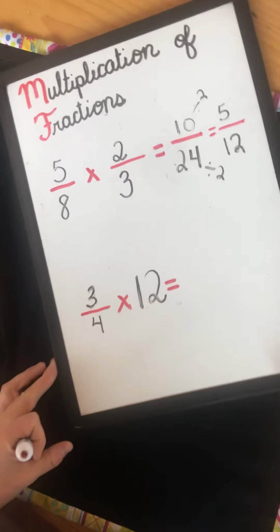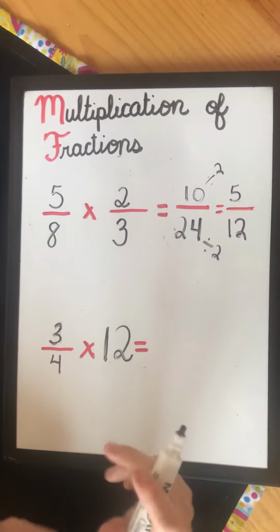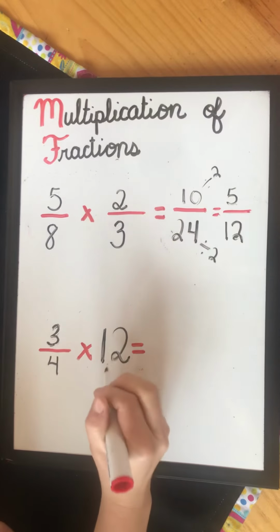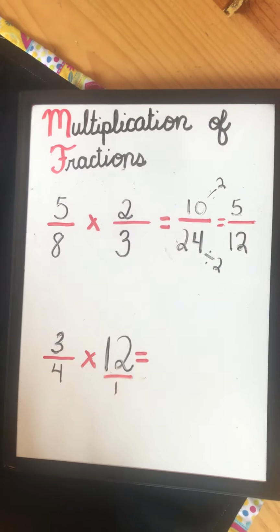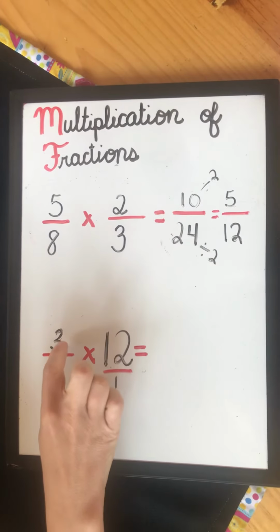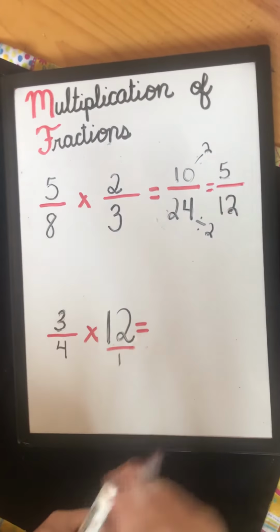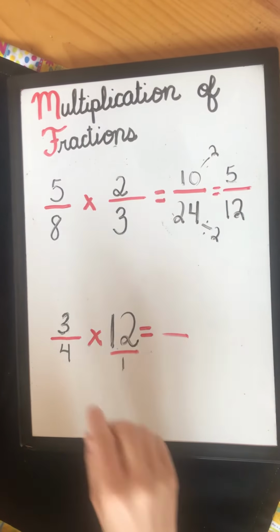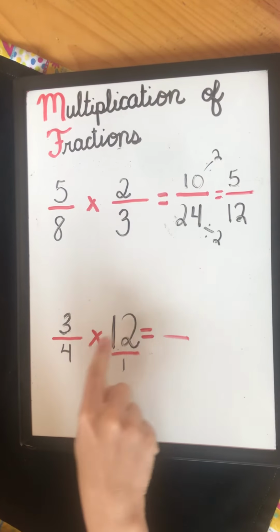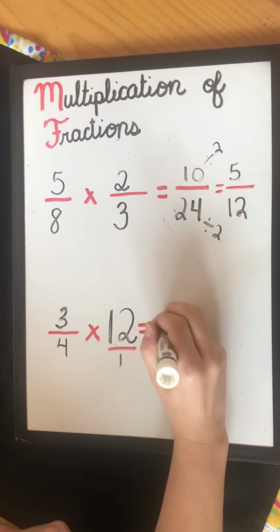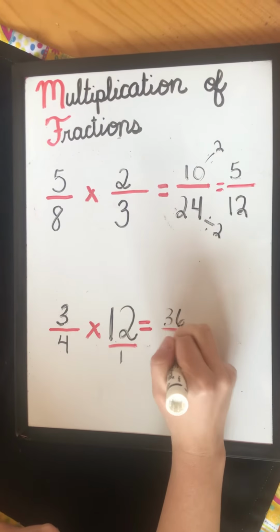Let's look at our next example. Here we have a fraction multiplied by a whole number. Whenever we have a whole number, we can imagine the whole number with a denominator of 1. That will make the multiplication easier because we'll be able to see 2 numerators and 2 denominators. Okay? So it's exactly the same steps. We have 3/4 times 12 firsts. 3 times 12 is 36. And 4 times 1 is 4.